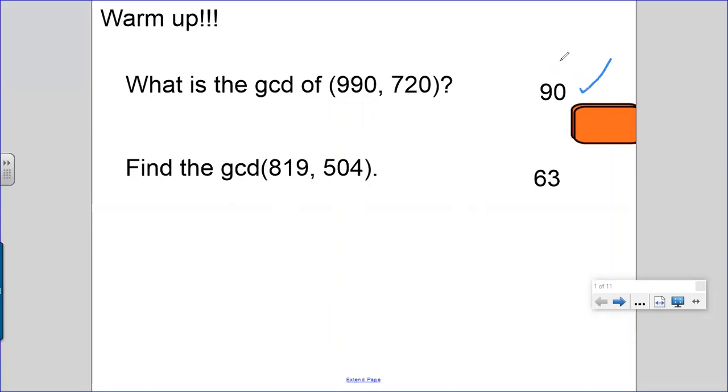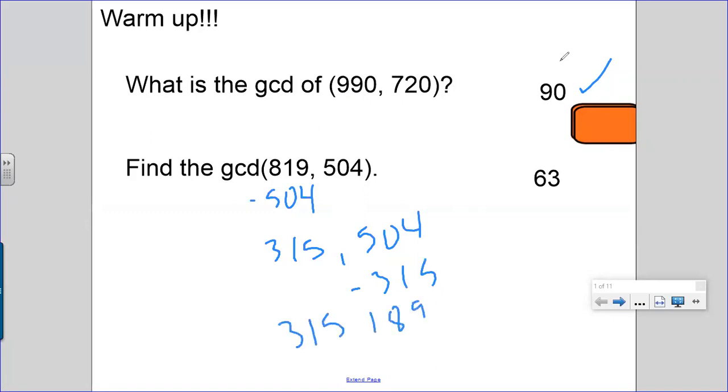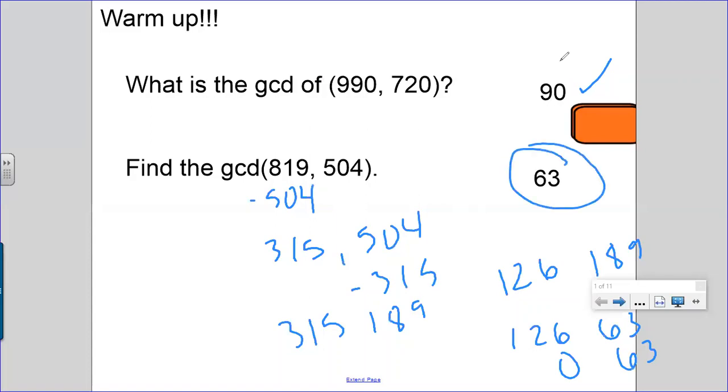Let's try it with this one. Let's subtract 504. And so that gets us 315. Right? Let's assume I can subtract. It's a struggle for real. 504. Yeah, okay. And then so now we're going to subtract 315 and get 189. And then from 315, we subtract 189 and we get 126. And then we get 126 and 63, and then 0 and 63, or 63 and 63. But either way, we end up with 63.